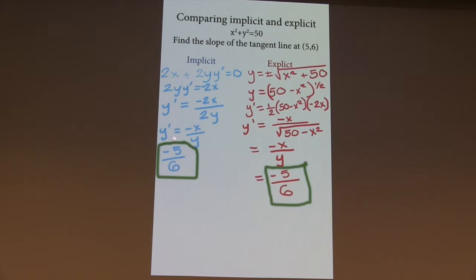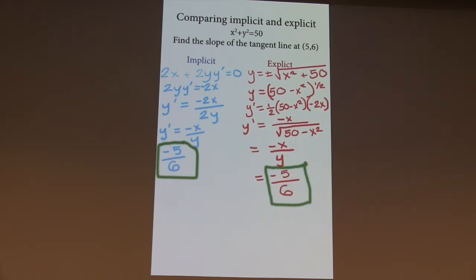over 6. On the other hand, to explicitly find the slope, we would need to first take the square root of 50 minus x squared. Then we would derive both sides using a more complex chain rule where y prime equals 1/2 times 50 minus x squared raised to the negative 1/2 times negative 2x.